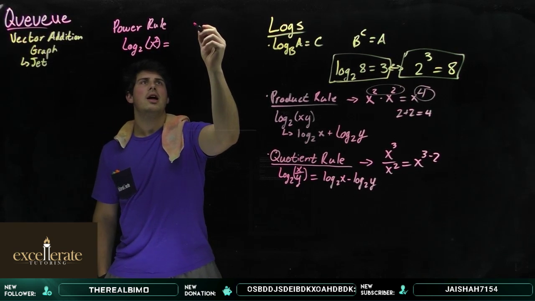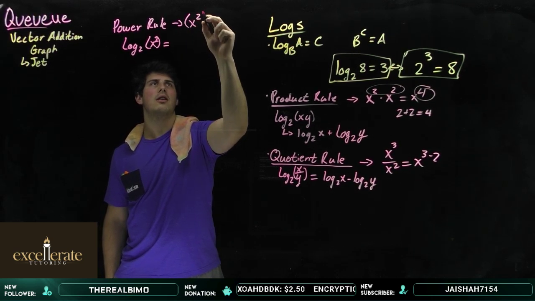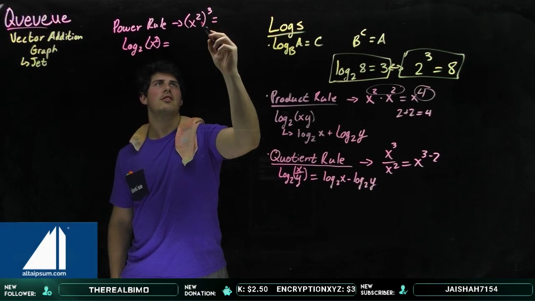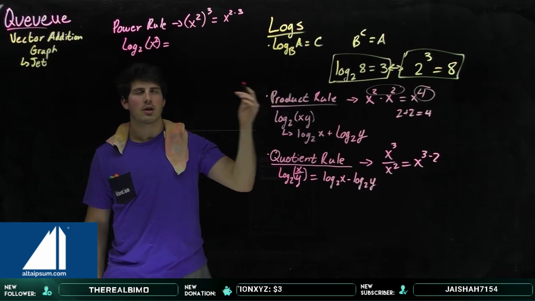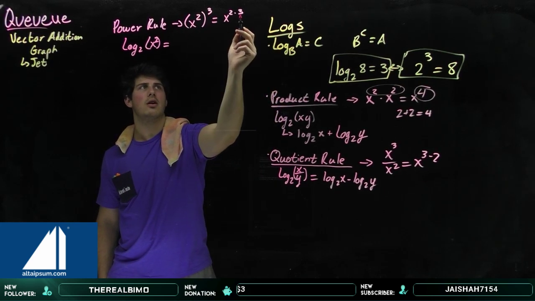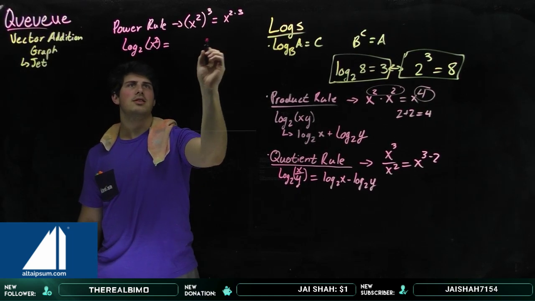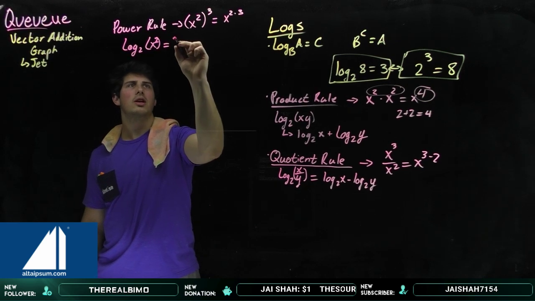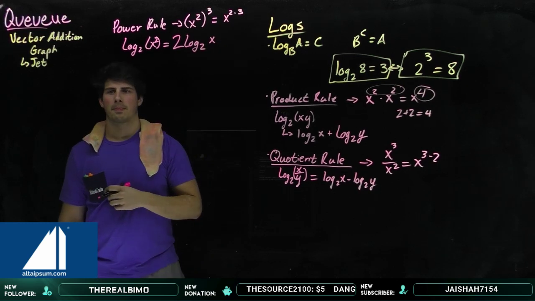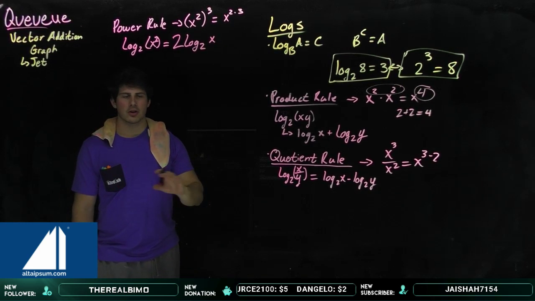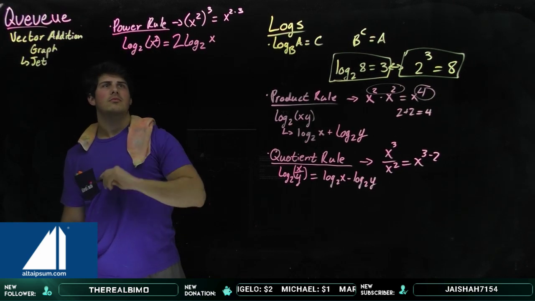The power rule. So if I have exponents again, x squared, and the whole thing is cubed, that's going to give me x to the 2 times 3. I multiply those, right? Because I have 3 instances of x squared, which is going to give me x to the 6th. Same process here. I'm going to pull out this 2, and I get 2 log base 2 of x. Also, if there are any questions, let me know.